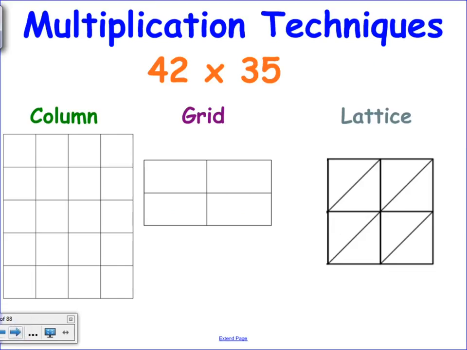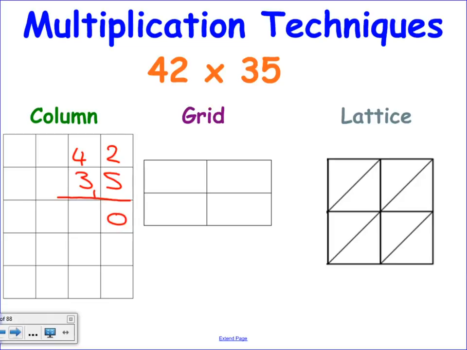So I've put a question up here, 42 times 35. We're going to look at the 3 methods for that. Have a go if you want to. If you don't, I'm going to go through it slowly for you, okay? So let's look at the column method. So if I've got 42 times 35, I need to line them up. We're going to start off with the 5. We're going to start off by multiplying the units by everything up there. So 5 times 2 is 10.